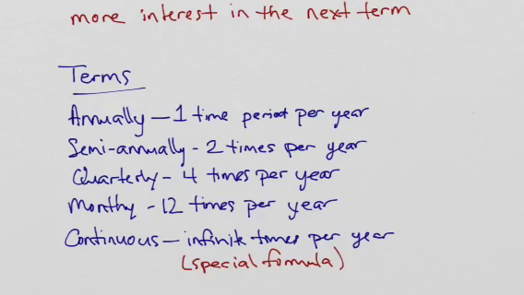So again, it's definitely better. This is how real banks work. No one really uses simple interest for a bank account. It works this way. So again, the term semi-annually means twice a year.